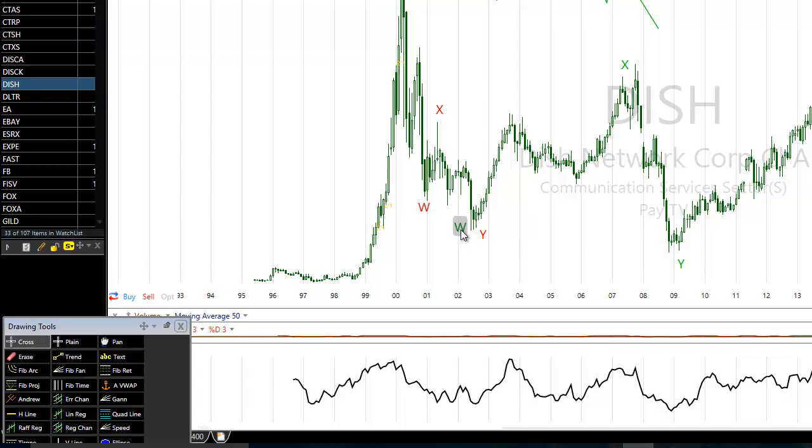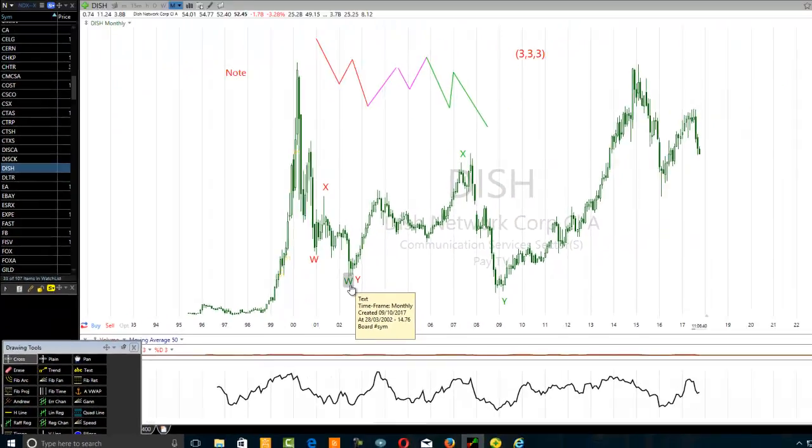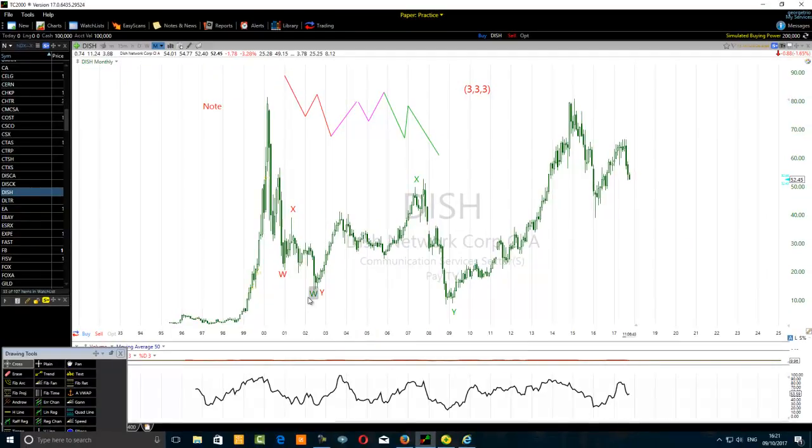So we label this one now. This is now our W. So this is a W, X, Y. The first section is a W. This one. A W is a corrective wave. So it's 1, 2, 3. The first part of that 1, 2, 3 is the red W. The second part is the red X. The third part of that green W is the red Y. So we have a green W, 1, 2, 3.